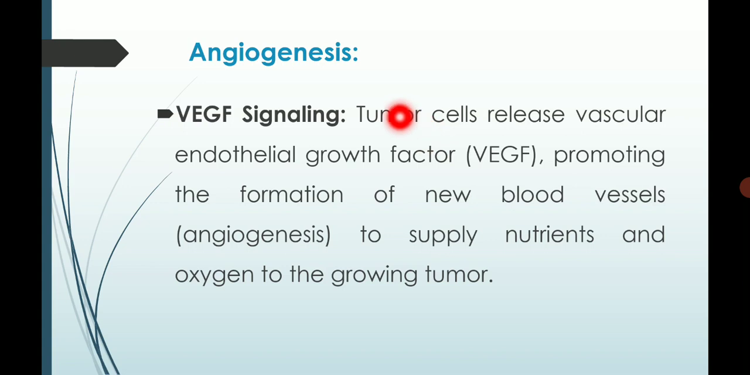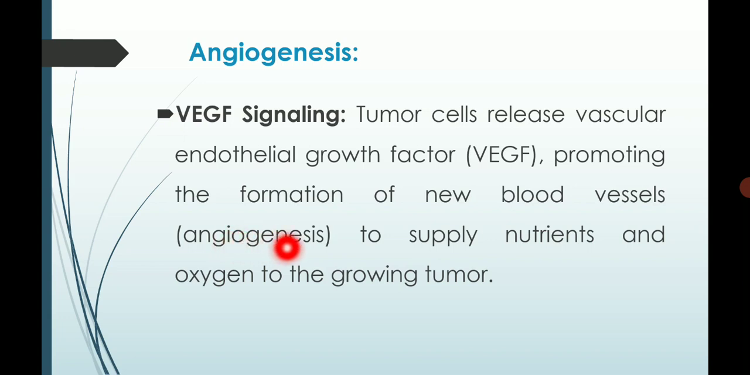And the final one is angiogenesis. These are all the different terms that we have to study under the topic molecular mechanisms involved in tumor formation. Okay, so VEGF signaling. This kind of signaling is called vascular endothelial growth factor, right? So every tumor cell will release this kind of VEGF factor. That will promote the formation of new blood vessels, which is called angiogenesis.